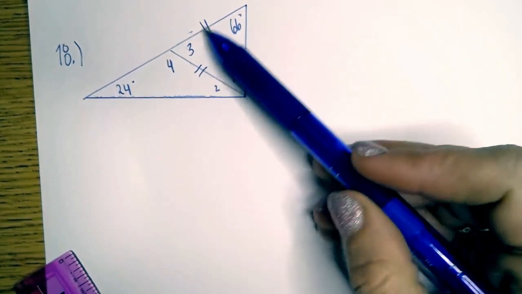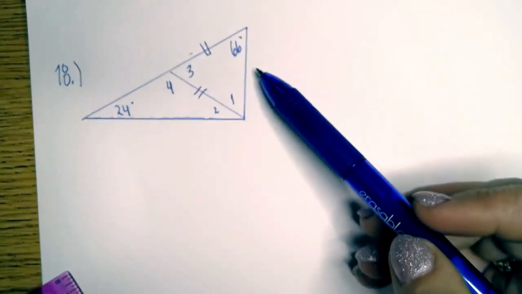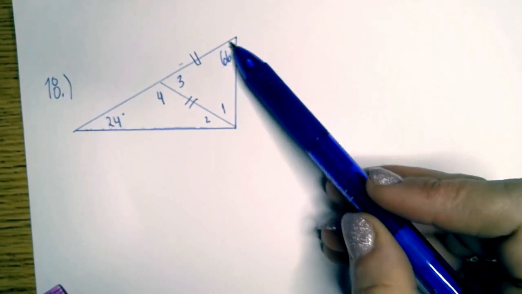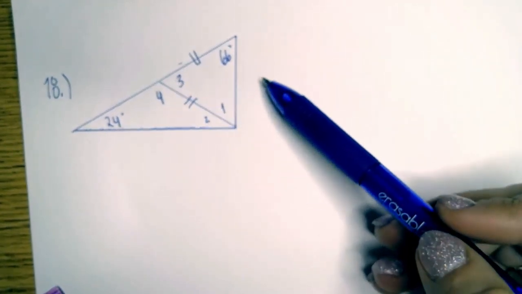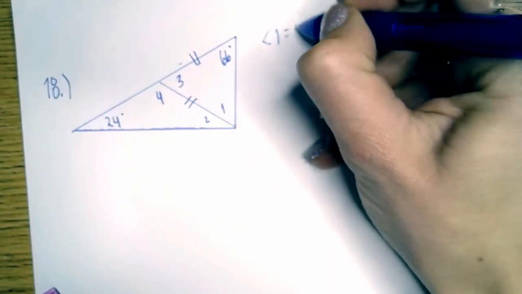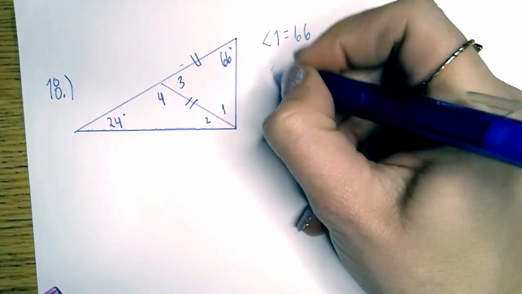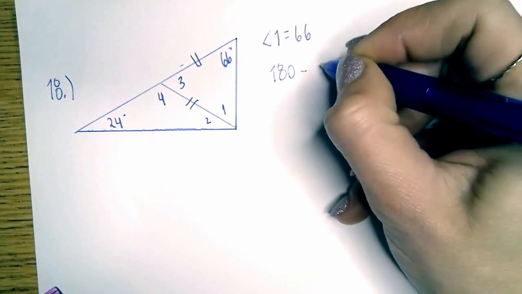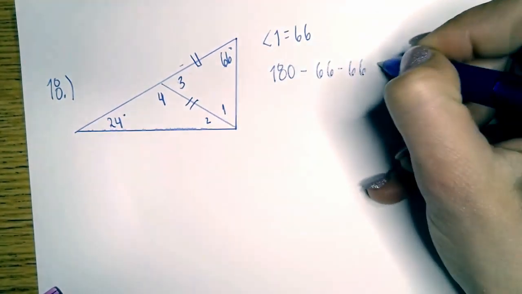Not equiangular. Equiangular means all the angles are the same. It's isosceles. So what angle will also be equal to 66 then? Caden? Angle 1. So angle 1 is 66. Like before, you'll do 180, take away 66 twice to get angle 3.